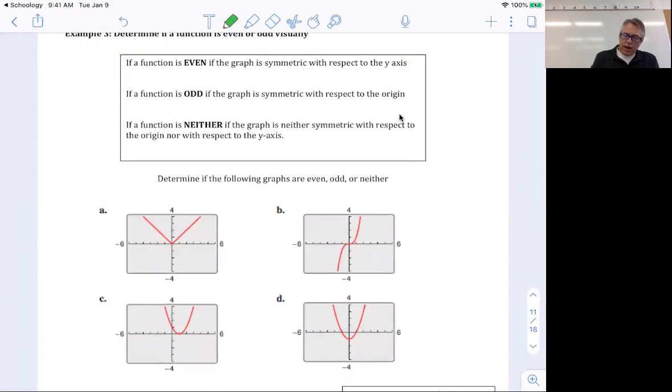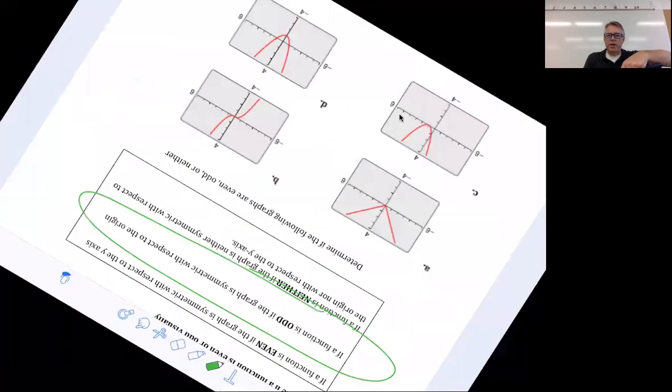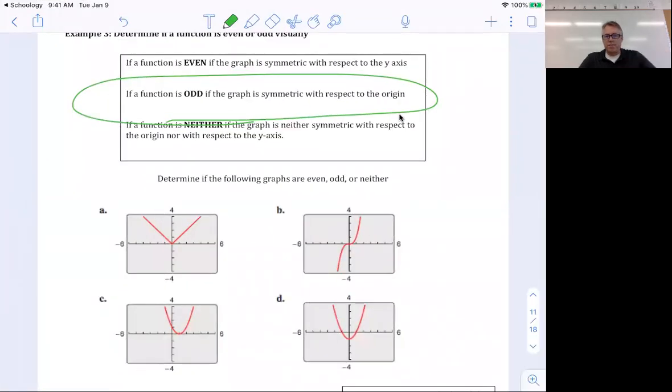A function is odd if it is symmetric about the origin. All right, what that means is if you take the graph and you turn it upside down, does it look exactly the same? So this is an odd function. If you turn that upside down, it looks exactly the same. This is not an odd function because that V shape would be facing downward if you turned it upside down.